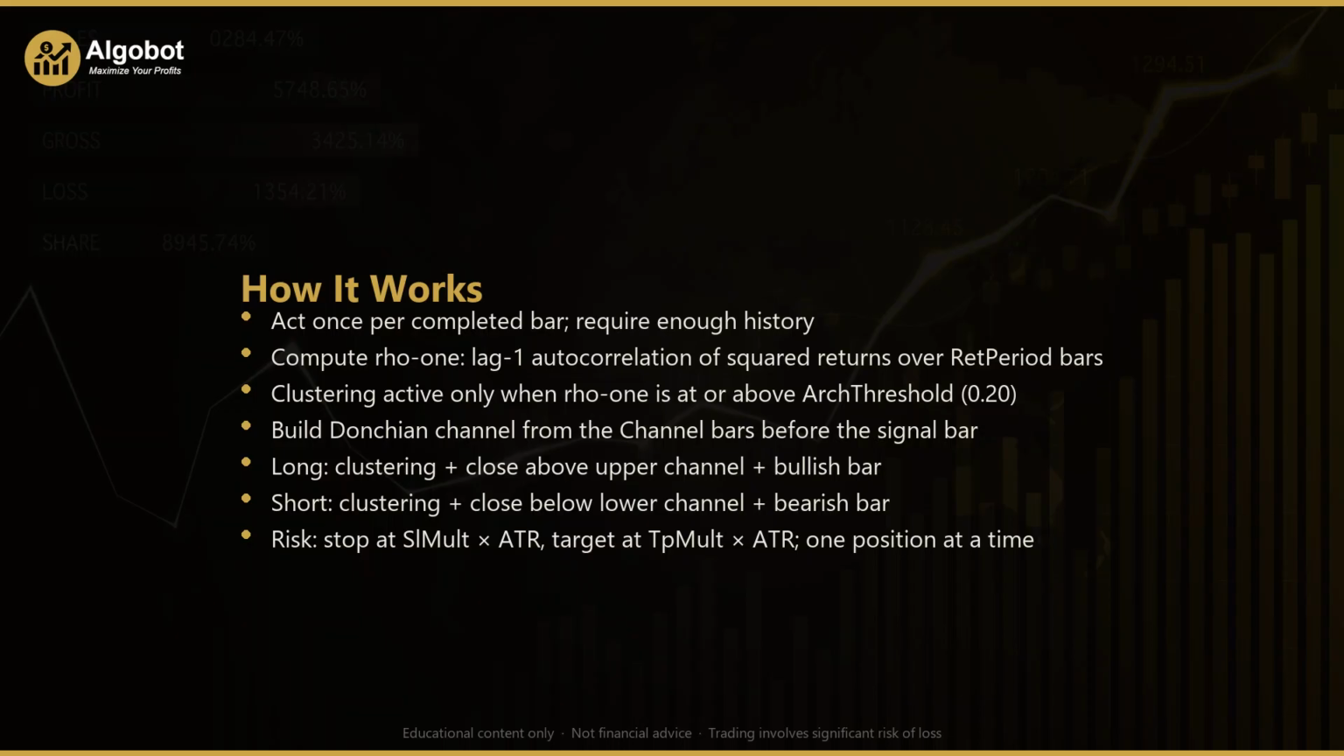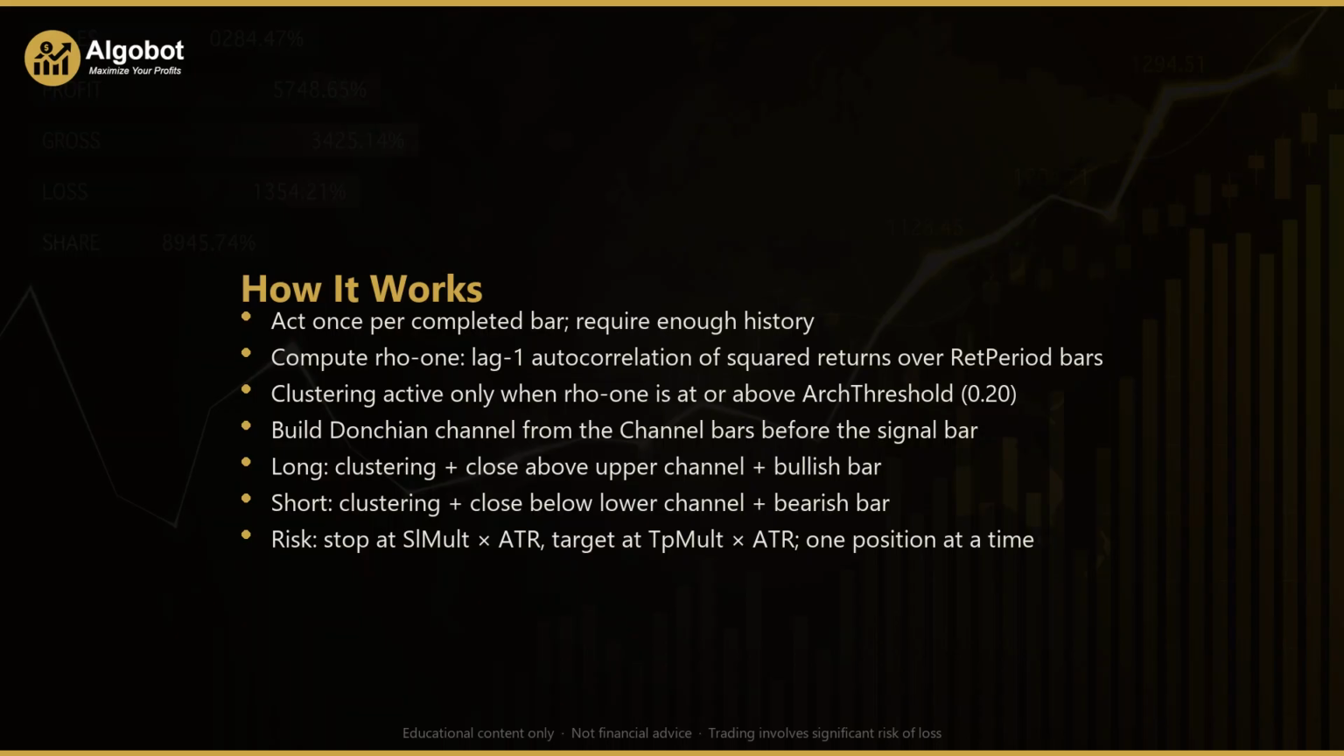Now the entry conditions. For a long, three things must line up. Clustering is active. The just closed bar closes above the upper channel boundary, and that bar is itself bullish, meaning its close is above its open. For a short, it's the mirror image. Clustering is active. The bar closes below the lower channel boundary, and the bar is bearish.